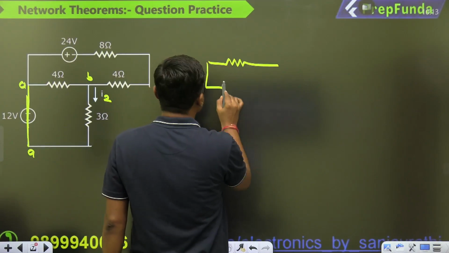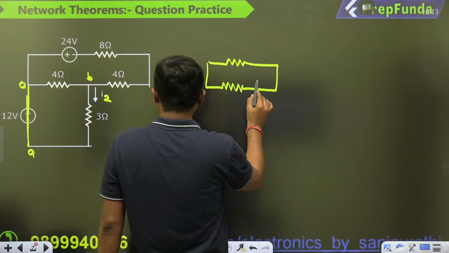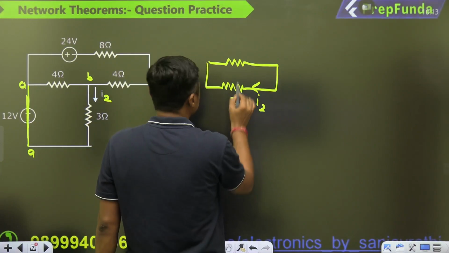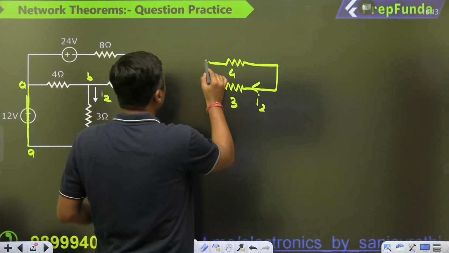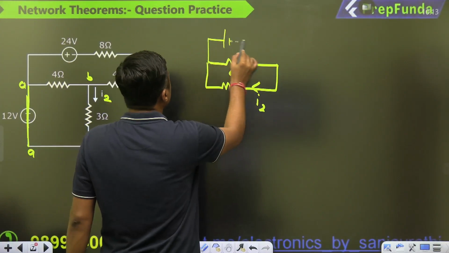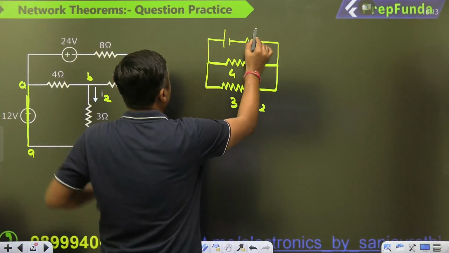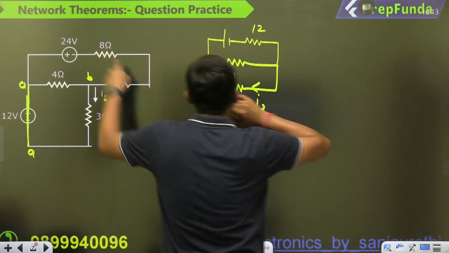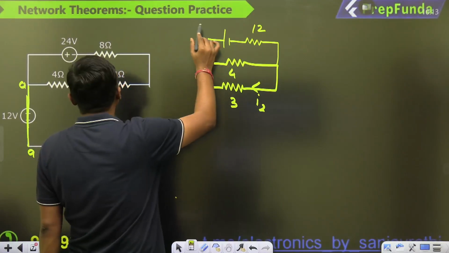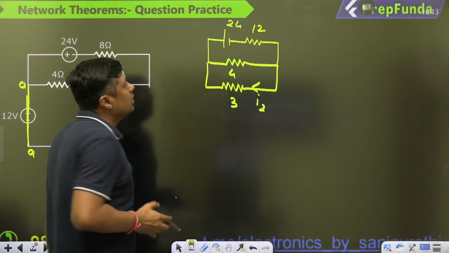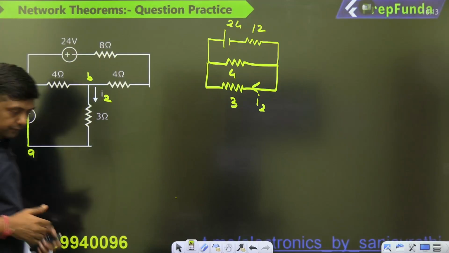Okay. This is B, this is A, and this is I2. 4. Then 24 volt battery, and that is 12. 8, 4, 12. Okay, 8 plus 4, 12. Now, this is the combination, and you have to find the I2, and this is the 24 volt battery. Tell me what is the value of the I2, positive or negative?